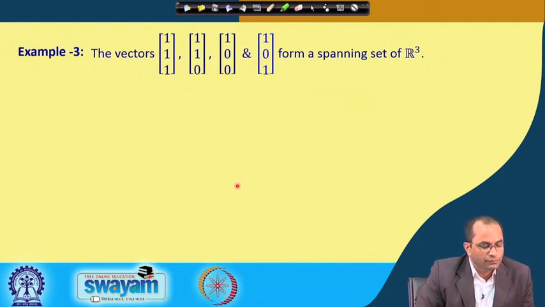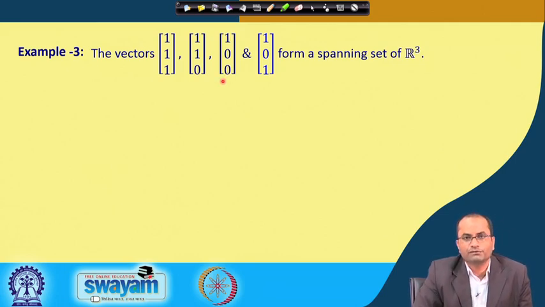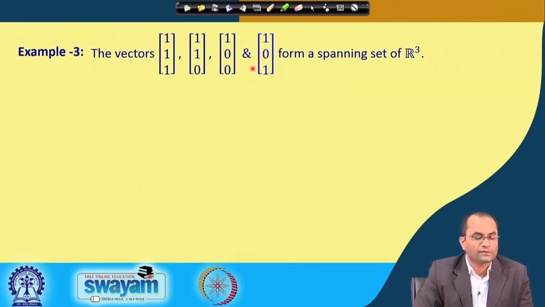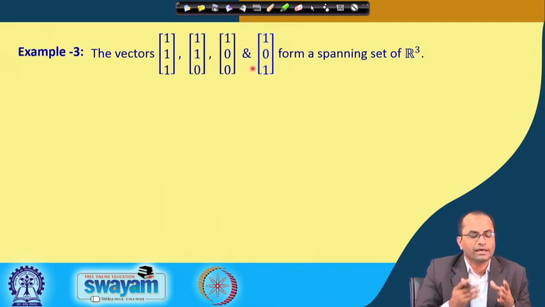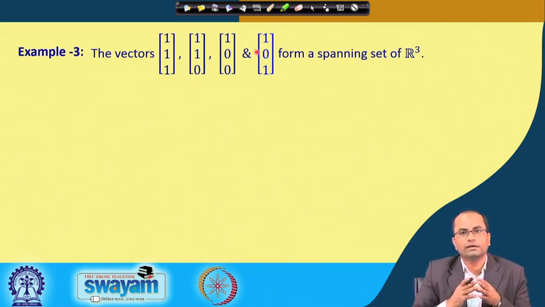Now we have this example number 3, which we take from the previous example. These vectors 1 1 1, 1 1 0 and 1 0 0 are from the previous example, and we have taken one more, 1 0 1. So we have added one more vector here. Now our set is bigger, and again this also forms a spanning set of R3, which is what we will observe now. So the existing set, plus this added vector 1 0 1, is also forming a spanning set.